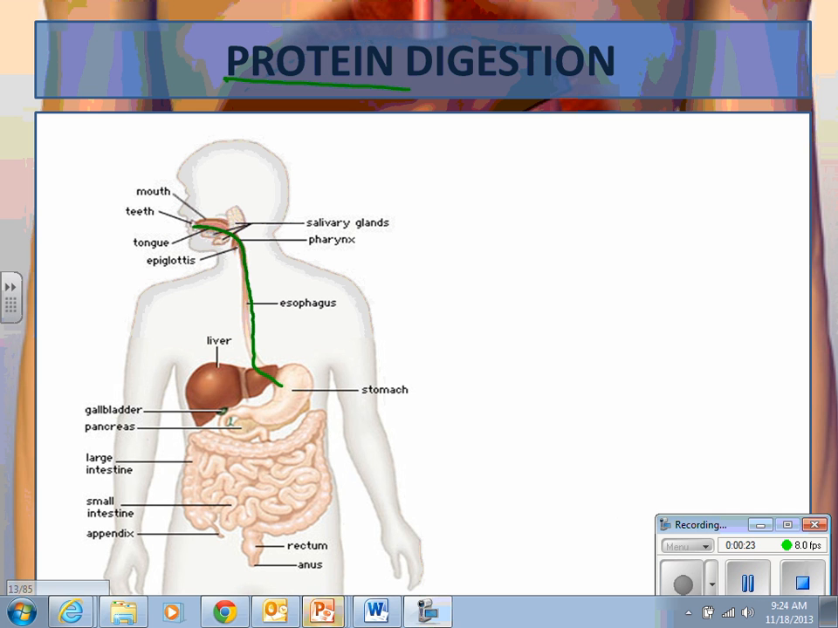Now your stomach produces a few secretions that are important but are not enzymes. These secretions are mucus and hydrochloric acid, HCl. These are not enzymes, but we need them. Mucus protects your stomach. HCl activates pepsin, which is an enzyme that we'll talk about in a second.